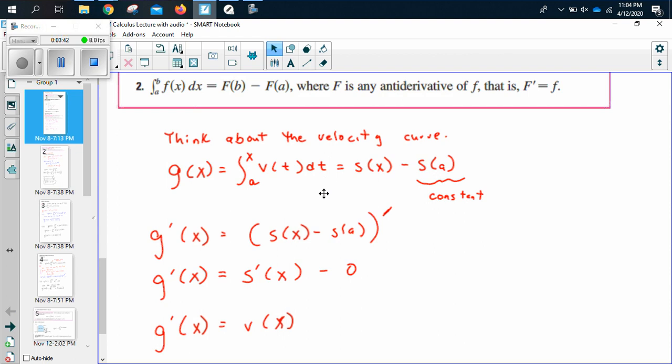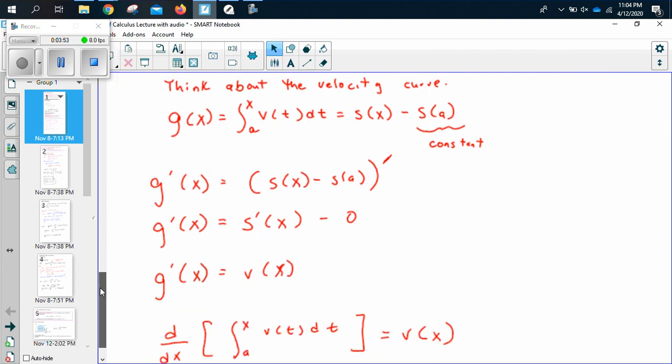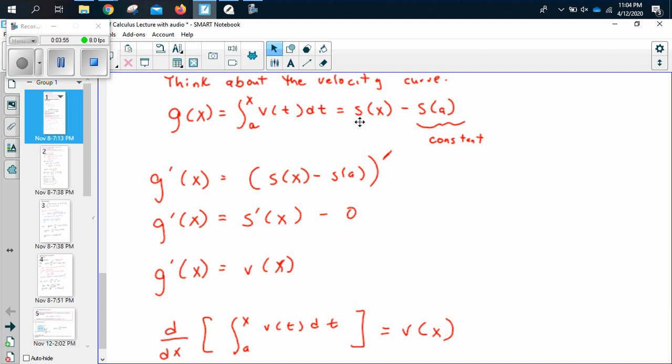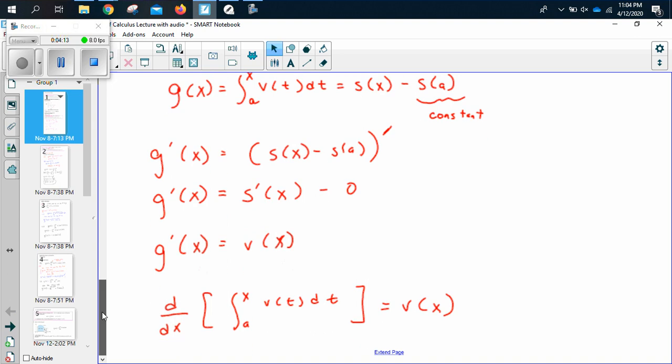So if we evaluate s of t at x and then at a and take the difference, and this is a constant because a is a constant, if we take the derivative of that, then we'll have the derivative of this side, and that means s prime x, and since this value is a constant, its derivative will be 0. So in other words, g prime x equals v of x, because s prime is v. So the derivative of the integral from a to x of v of t dt is v of x.